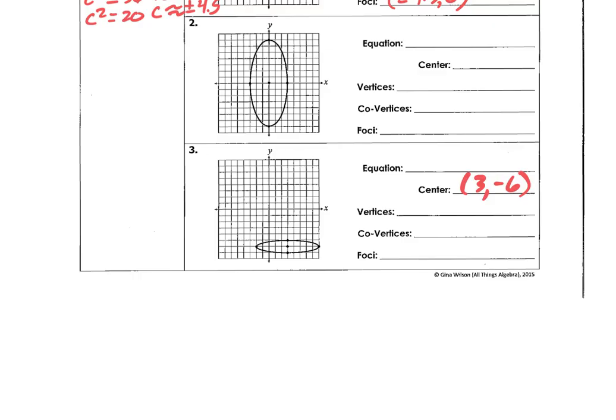Okay, vertices. Now, vertices, and this is where you got to be kind of careful as well. I'm going to count 1, 2, 3, 4, 5. So I'm counting 5 over from 3. So this one is 8, negative 6. And if I go 5 to the left, that would be negative 2, negative 6. And you could just identify in the graph where they're at as well.